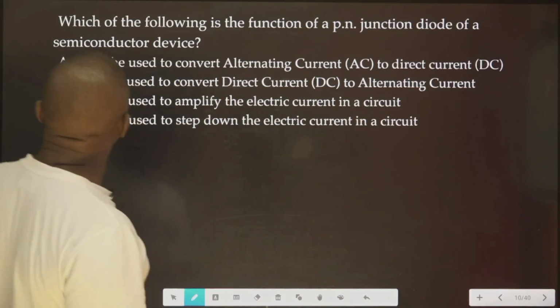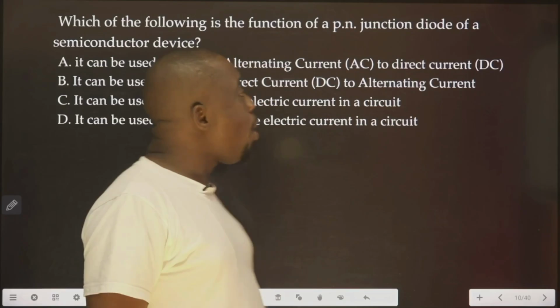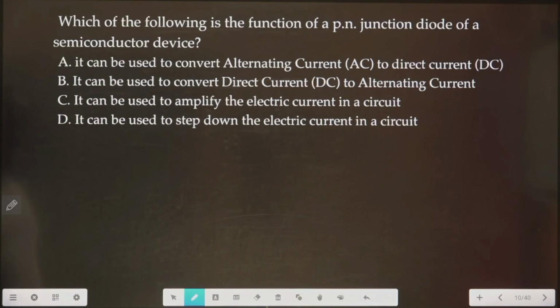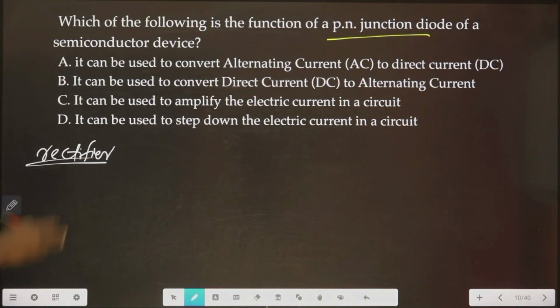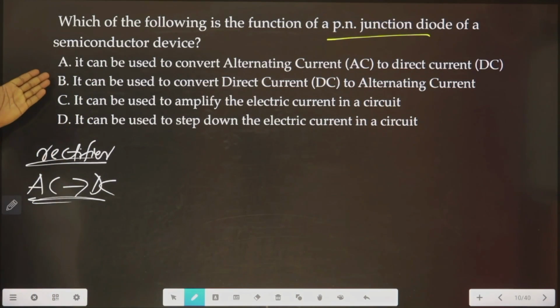Let's look at this. It says: which of the following is the function of a PN junction diode, a semiconductor device? You need to first of all understand this. What is it all about, this diode? Diodes work like rectifiers. What is the work of rectifiers? They convert AC to DC. That is what it's meant to do. So let's read now. It can be used to convert alternating current to direct current. So we already have the answer.